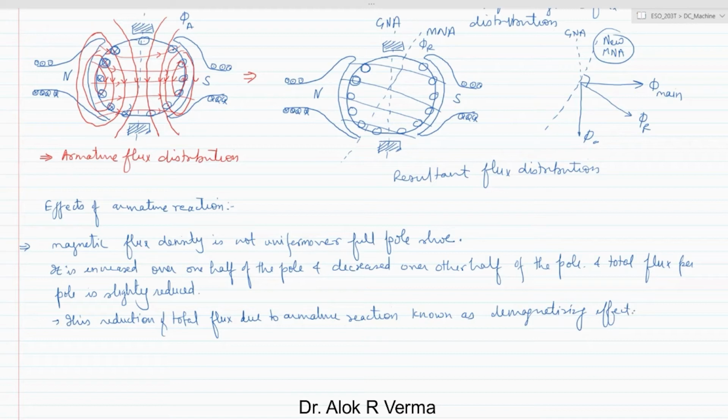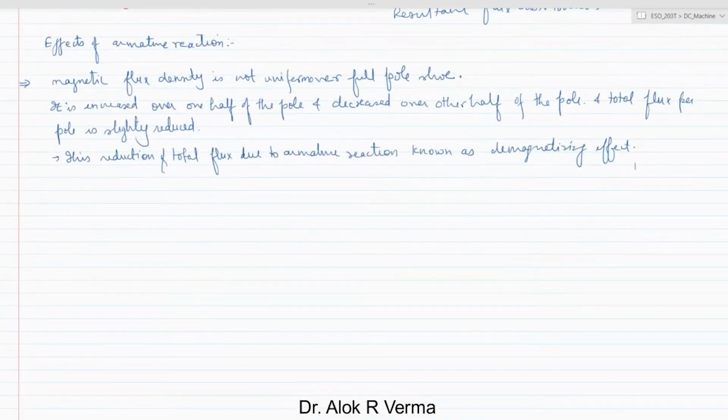The flux wave is distorted and there is a shift of the position of the magnetic neutral axis in the direction of rotation for the generator and against the direction of rotation for the motor. So the tilt of this axis will depend upon the type of current which is flowing. Basically it is going to the armature or coming out of the armature, the motor operation or the generator operation, correct? So the flux waveform is distorted.